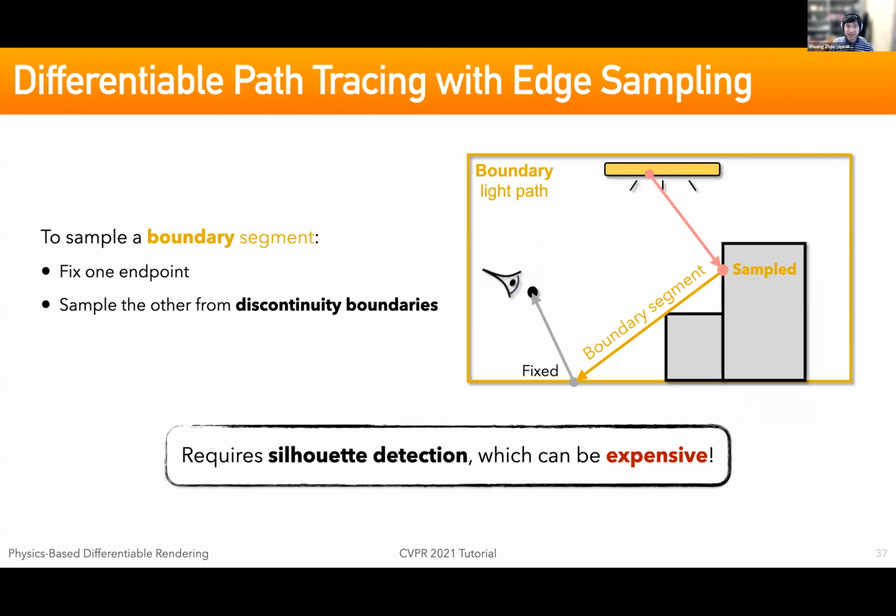However, this method, the path tracing with edge sampling, has some limitations. This limitation comes from the fact that when you sample a point on the silhouette edge, it requires detecting the silhouettes in the first place. And if you have a scene with complex geometry, determining what the silhouette points are for an arbitrary surface point can be very expensive. It can be done, but even with state-of-the-art algorithms that use high-dimensional acceleration structures, it's still a pretty expensive process.